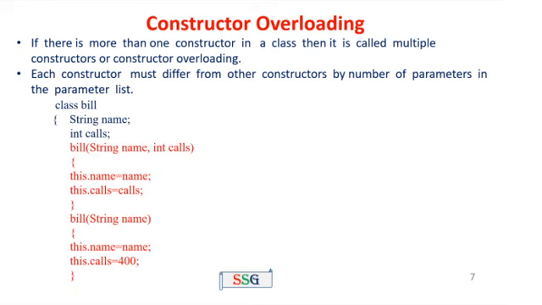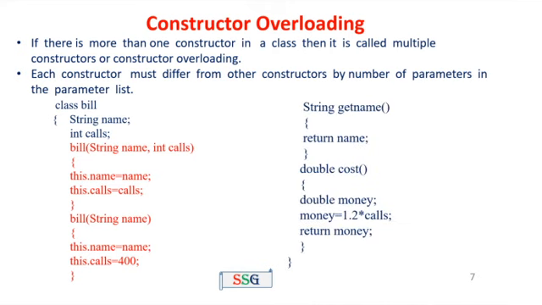It's the same syntax, the same program: class Bill, string name, int calls. Now this class contains two constructors. One constructor with two arguments, the second constructor with one argument. In the constructor with two arguments, we are using the this keyword. Then in the constructor with one argument, we are passing one argument, and the other argument is assigned a default constant value. The remaining program is the same. Here in the constructor with one argument, this.calls is assigned a default value equal to 400.